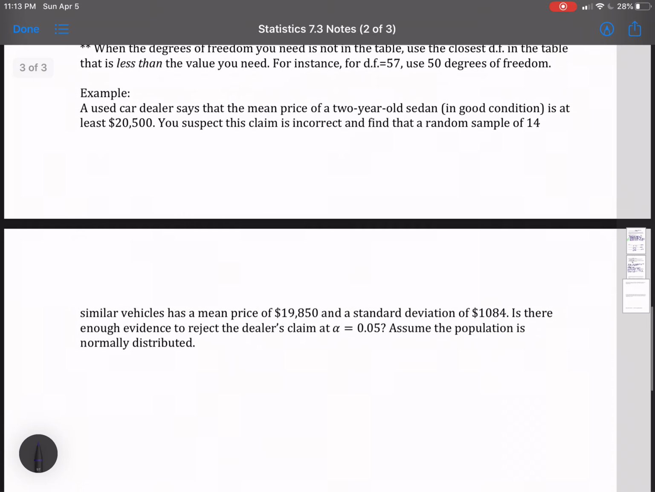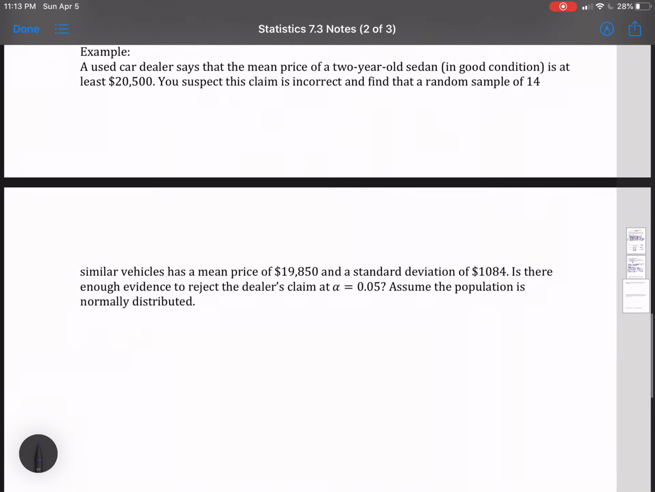All right, so I'm not sure why this ended up on 2 pages, but we're going to do our best. A used car dealer says that the mean price of a 2-year-old sedan in good condition is at least $20,500. You suspect this claim is incorrect and find that a random sample of 14 similar vehicles has a mean price of $19,850 and a standard deviation of $1,084. Is there enough evidence to reject the dealer's claim at alpha equals 0.05? Assume the population is normally distributed.